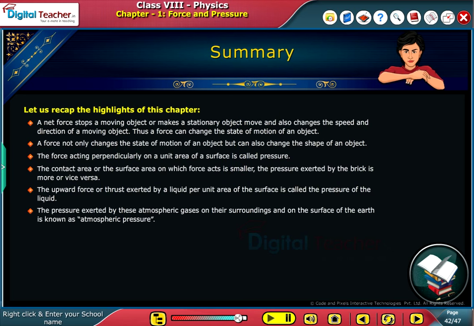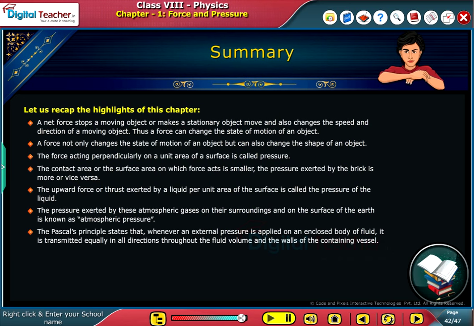The pressure exerted by these atmospheric gases on their surroundings and on the surface of the earth is known as atmospheric pressure. Pascal's principle states that whenever an external pressure is applied on an enclosed body of fluid, it is transmitted equally in all directions throughout the fluid volume and the walls of the containing vessel. The upward force or thrust exerted by a liquid per unit area of the surface is called the pressure of the liquid.